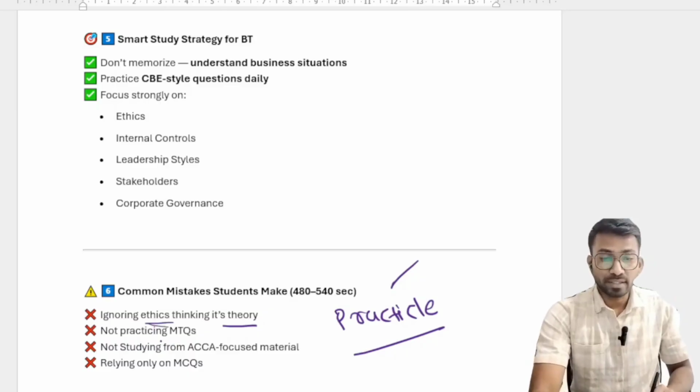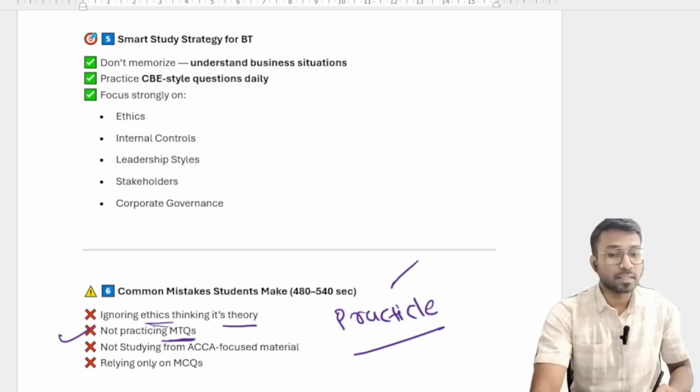Then not practicing MTQs. You have to be very sharp, and you have to practice MTQs, multitask questions. With more and more practice, you will get more and more clarity on the paper pattern. Not studying from ACCA focused material. ACCA actually gives you the practical material. They give you the study books. You have to get into those detailed study books and just focus on the material itself.